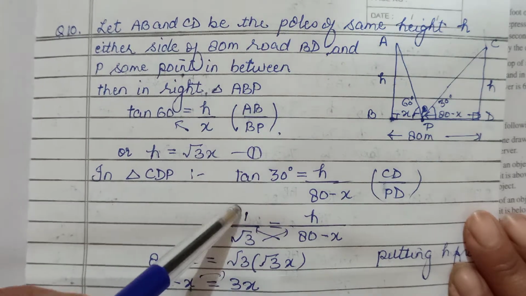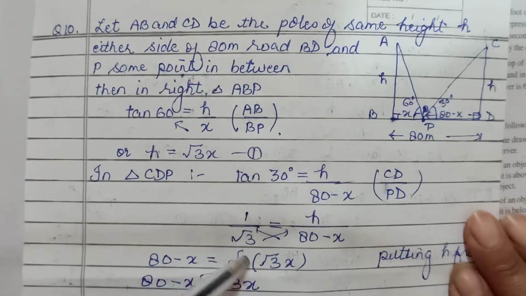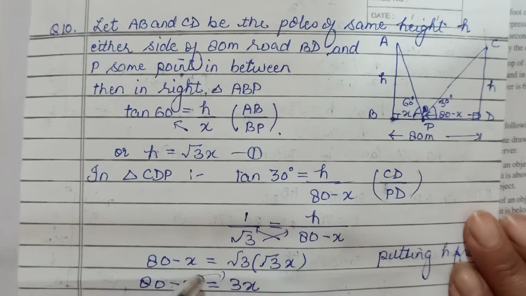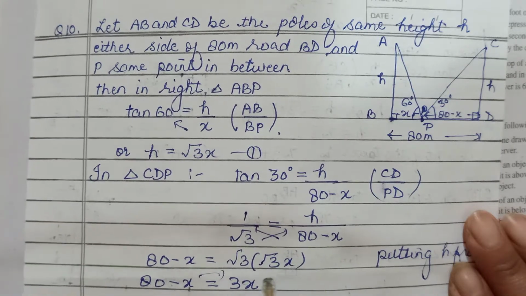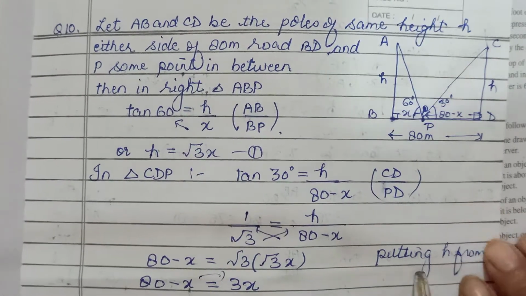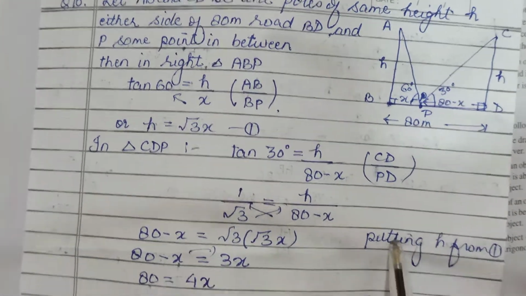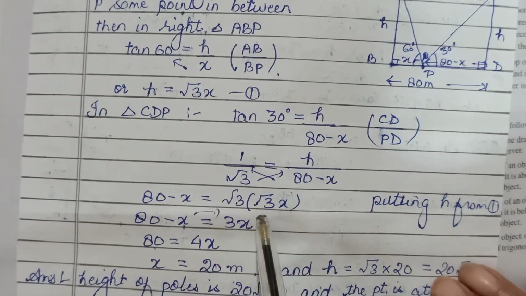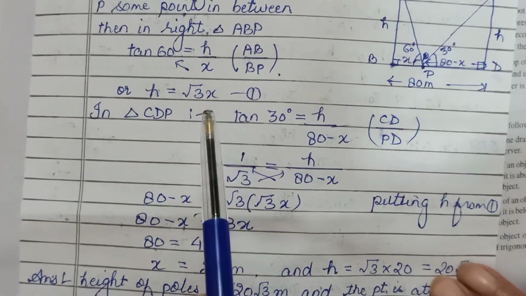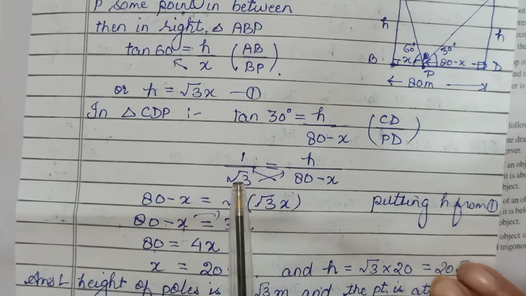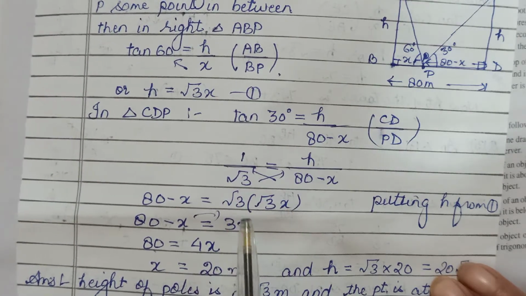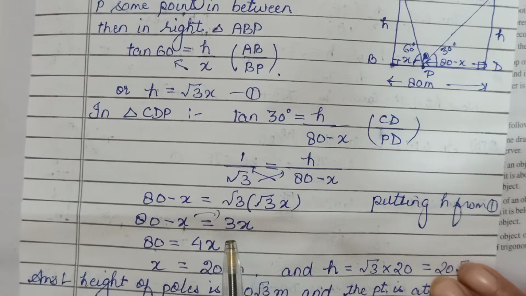Right? So tan 30 is 1 upon root 3. Values you must be remembering. Cross multiplying, you get 80 minus x is h root 3. And the value of h we have taken from the first equation. So from the first equation, putting the value of h, h is root 3x, and root 3 will come from here. So that will become root 3 into root 3, which is 3x.